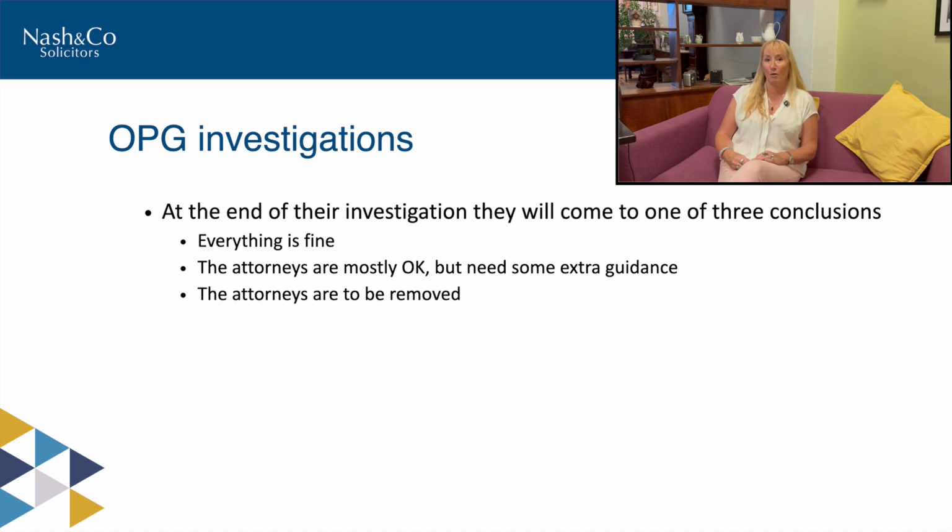And then the third option is, no, these attorneys are not doing a great job and they need to be removed. At this point in time, the Office of the Public Guardian will then apply to the Court of Protection, which is the court that has jurisdiction for people who lack capacity, and they would have that attorney removed.